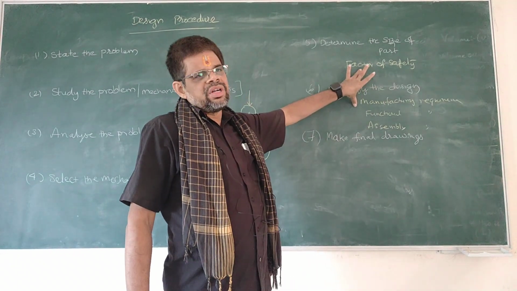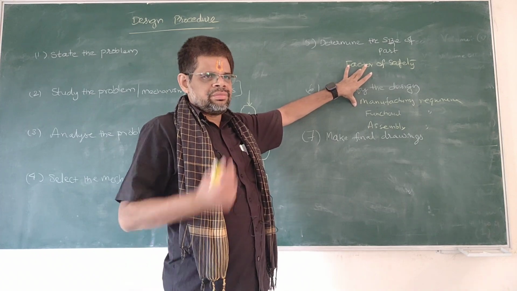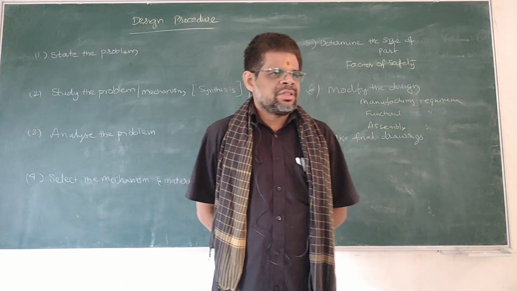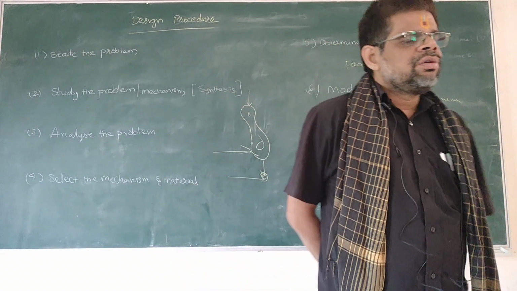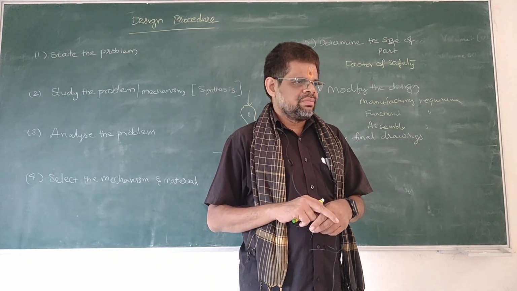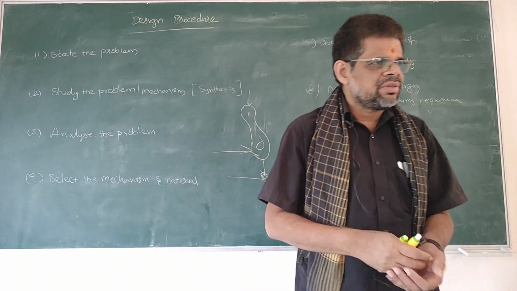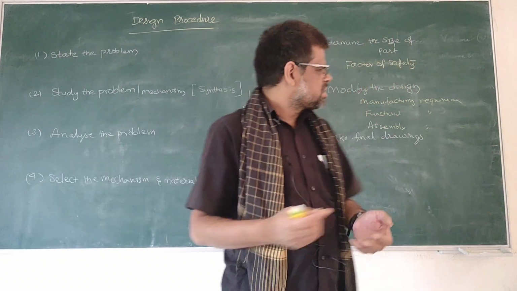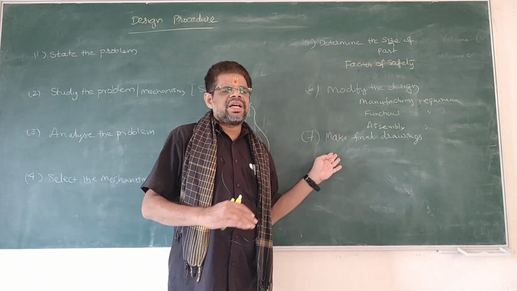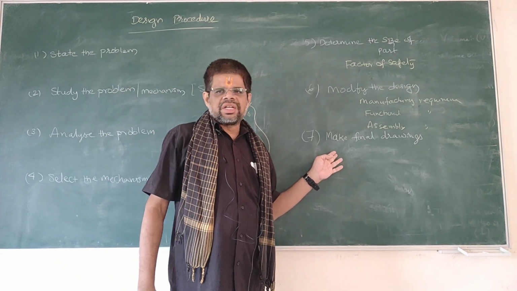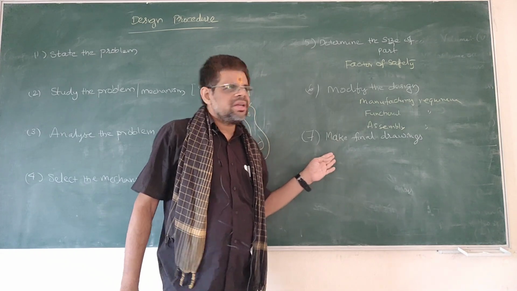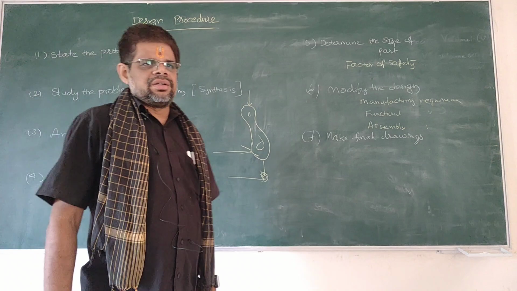Once you have modified the design with the suggestions of the expert, the last stage is to go for the drawings. Whatever you have done till now is drawn on a sheet of drawing paper. That's what you are going to do in your production drawing. You have to draft it on paper, which in turn is circulated to the workshop, to the worker for producing the component. So this is briefly the procedure of design.